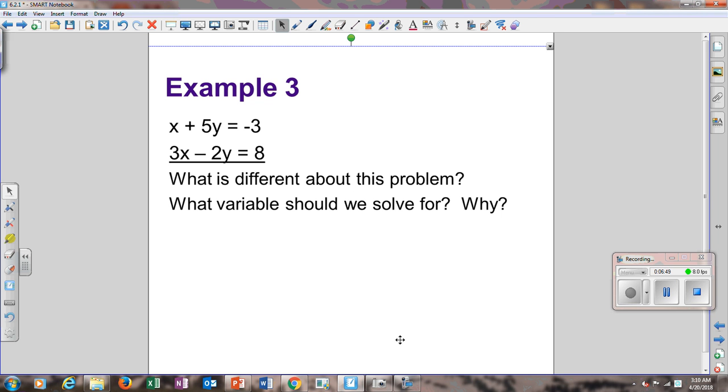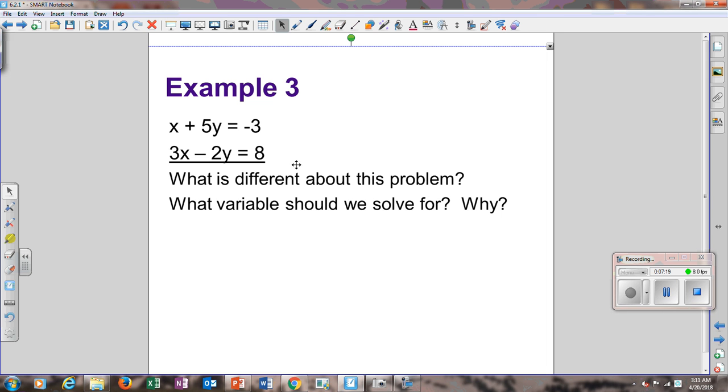Example 3. What is different about this problem? Because there is something different. Can we just plug anything in? No, we don't have y equals anything. We don't have x equals anything. What we have is x plus 5y equals negative 3, and 3x minus 2y equals 8.